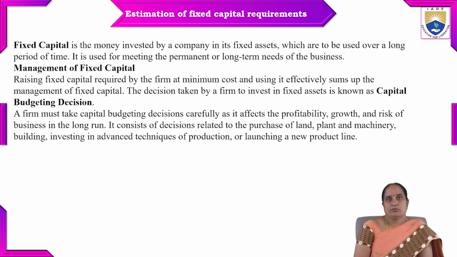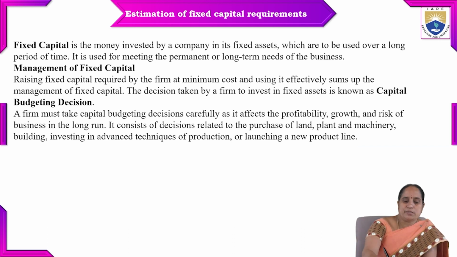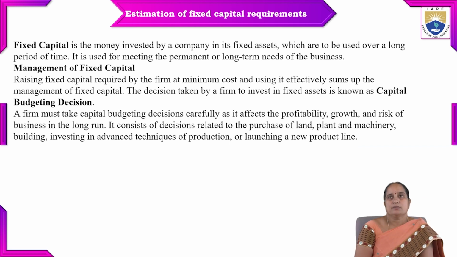Then, how do we manage the fixed capital? Raising fixed capital required by the firm at minimum cost and using it effectively sums up the management of fixed capital. Generally, the decisions taken by a firm to invest in fixed assets are known as capital budgeting decisions. Whenever the company wants to go with a new project investment proposal, they assess the profitability wherever they are going to invest, whether it is feasible for the company or not, and whether we are able to generate returns over their investment. That can be decided with the help of capital budgeting decisions.